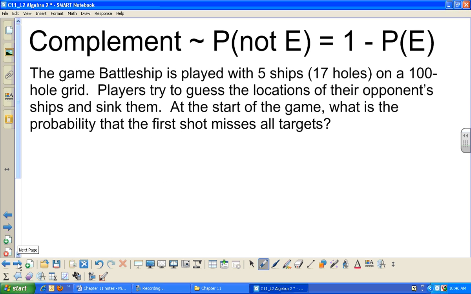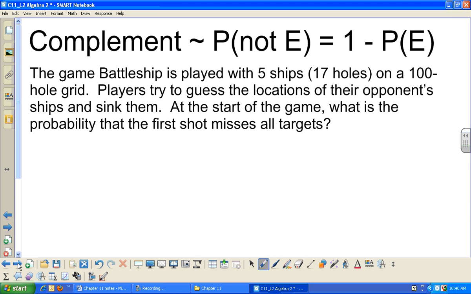When I'm talking about a complement, it means the probability something didn't happen. Whenever we're talking about the probability something didn't happen, we can always do 1 minus the probability it did happen. 1 because that's the same thing as 100%.